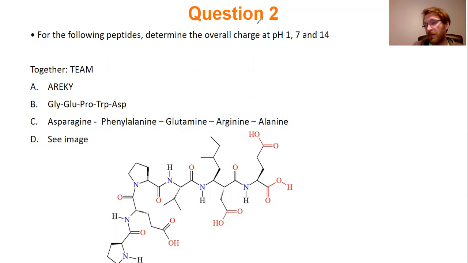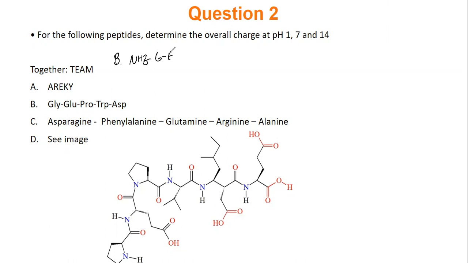All right, so let me go over B. I'm going to do these a little quicker now, doing the whole little chart on the side. So B: N-terminus, Gly, Glu, Pro, Trp, Asp, C-terminus. At a pH of 7: positive charge, neutral, negative, neutral, neutral, negative, negative. Again, I'm just going from memory on those.